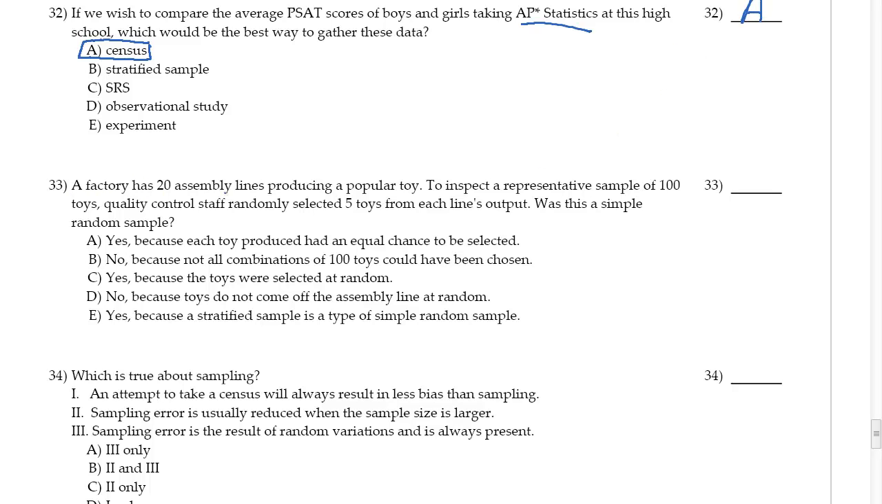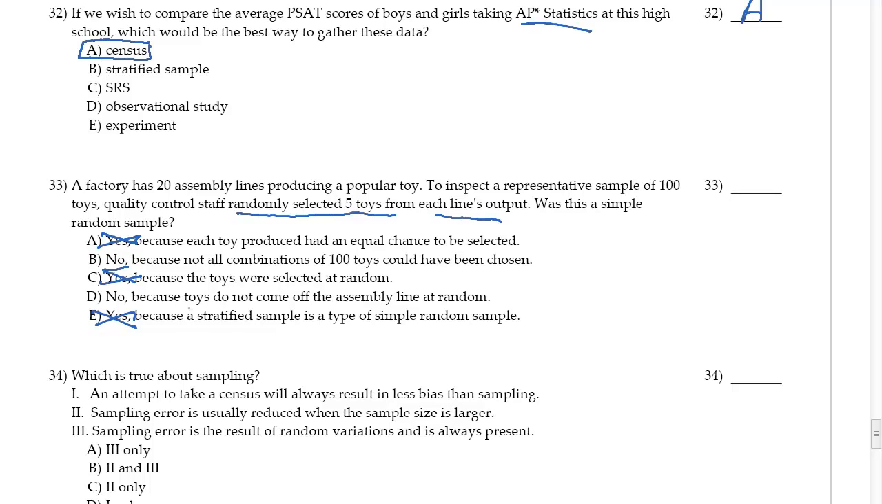A factory has 20 assembly lines producing a popular toy. To inspect a representative sample of 100 toys, quality control staff randomly selected 5 toys from each line output. Was this a simple random sample? So the answer is no, because not all combinations of toys could have been chosen, because it's just not a simple random sample. They stratified it. They stratified it by line, okay? It's not even a cluster sample because they've only selected 5 toys from each line, okay?